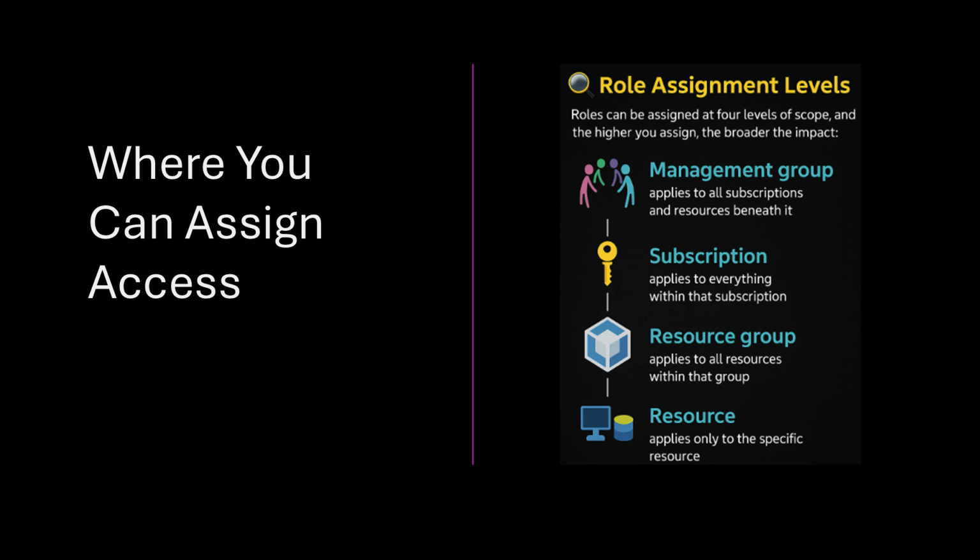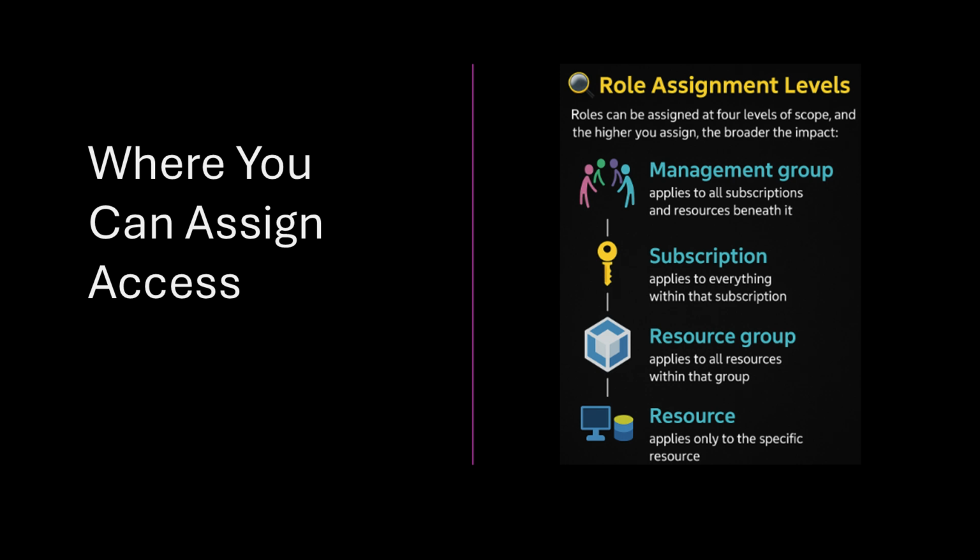When you're reviewing an access assignment, start by asking yourself 3 key questions. First, who is the security principal? This could be a user, group, or service principal. Check whether it's an internal team member, an external guest, or an application identity.